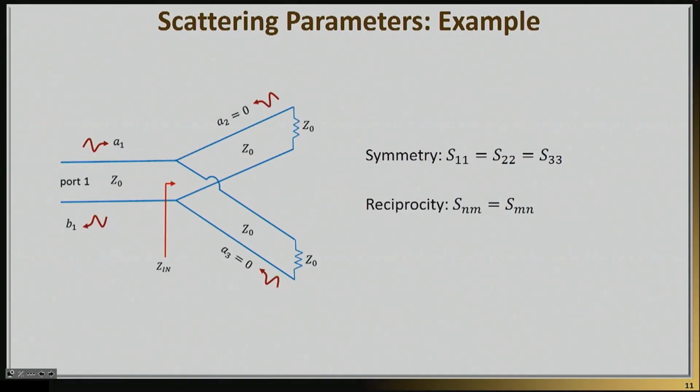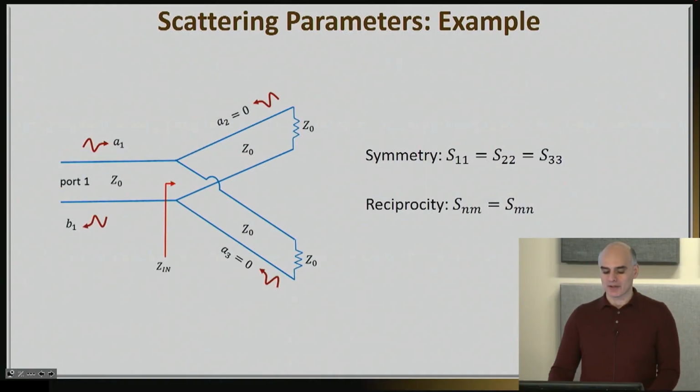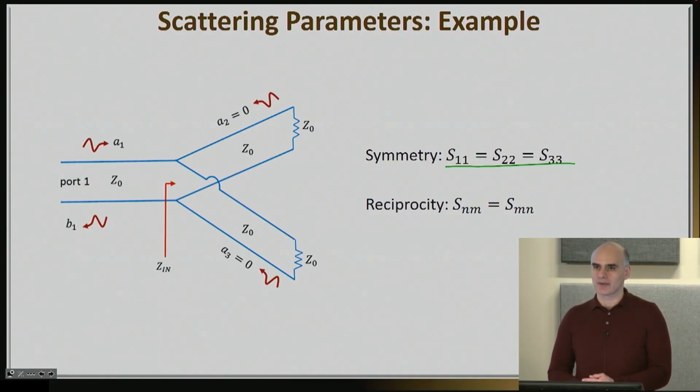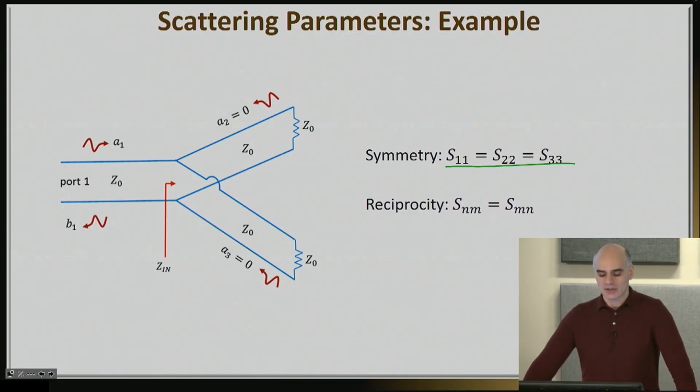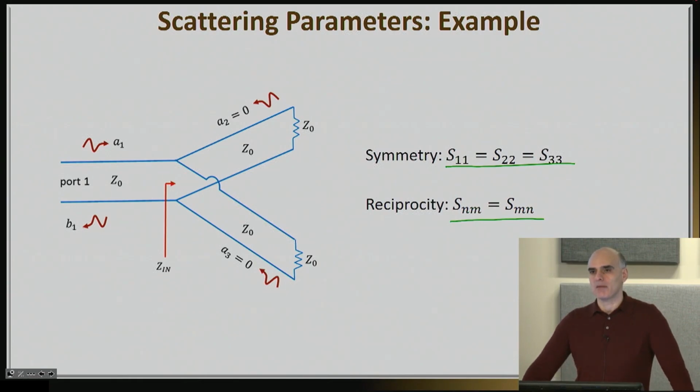Now, this is a perfectly symmetrical structure, so now that I do have S11, I can make the argument that S22 and S33 must be the same. It is really the same thing, just looking at it from different ports. In addition, this is a reciprocal structure. There is basically just a bunch of transmission lines here. So that means that SNM will be equal to SMN.